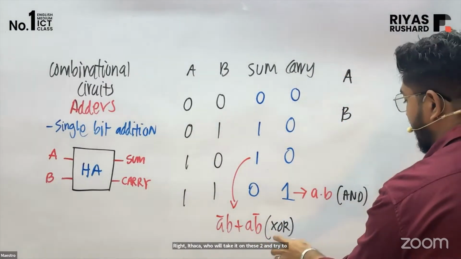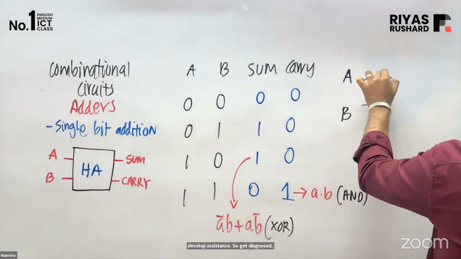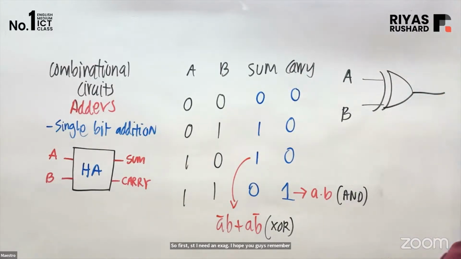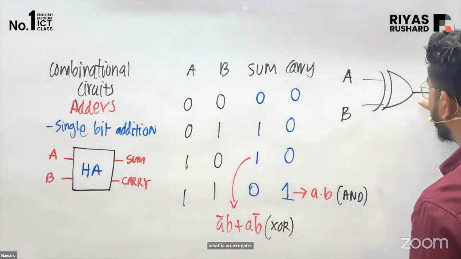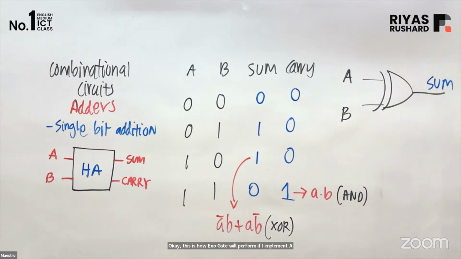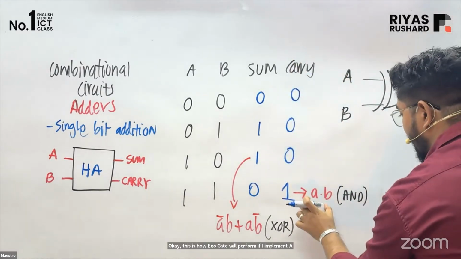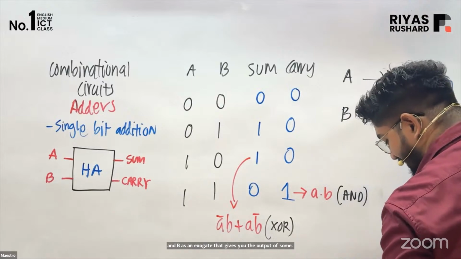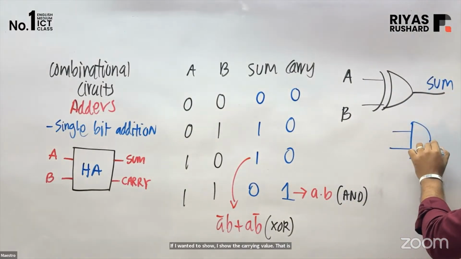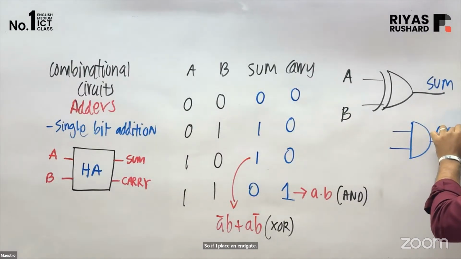So first, I need an XOR gate. I hope you guys remember what an XOR gate is. This is how an XOR gate will perform. If I implement A and B as an XOR gate, that gives you the output of sum. If I want to show the carrying value, that is the excess value, I need an AND gate. So if I place an AND gate, that would give you the carrying value.